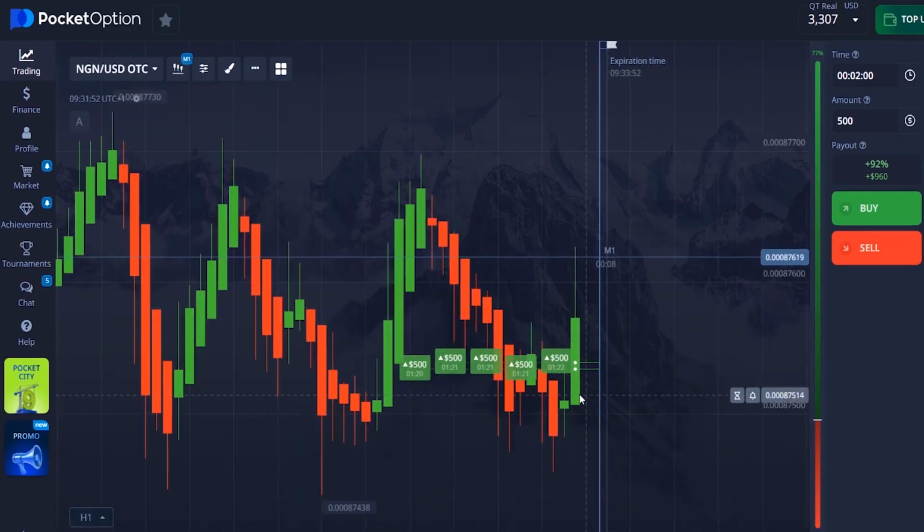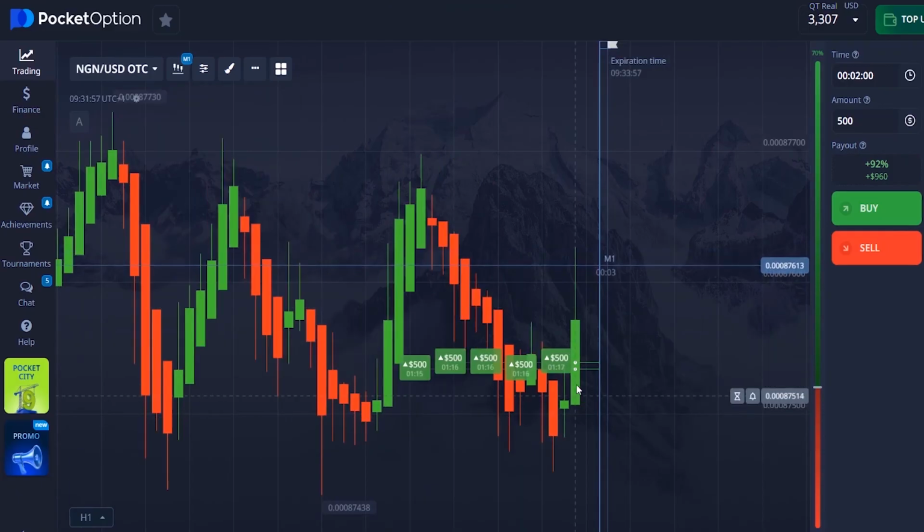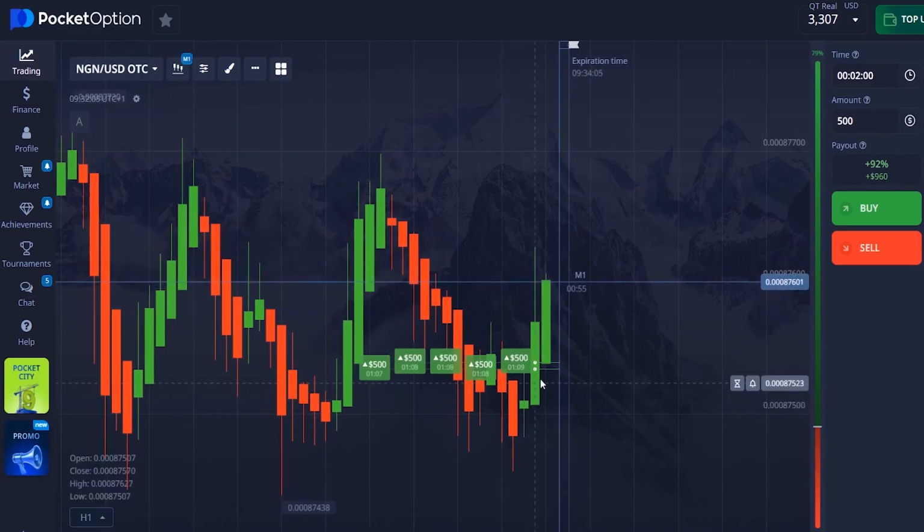Right here, this is a morning star. This is a reversal candlestick pattern, which also serves as a confirmation for my entry level.